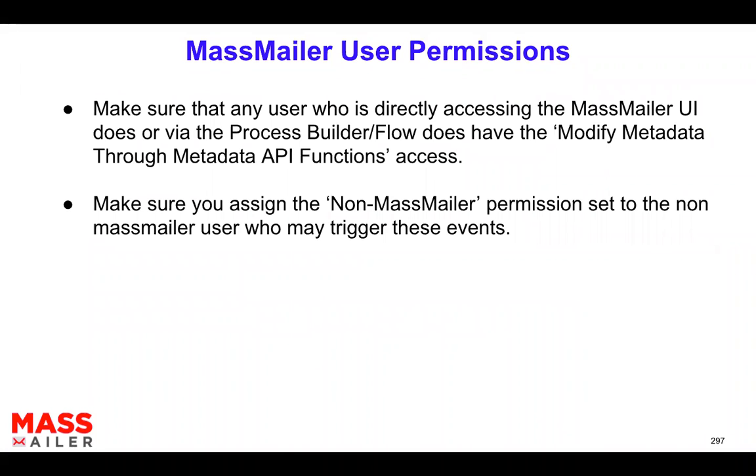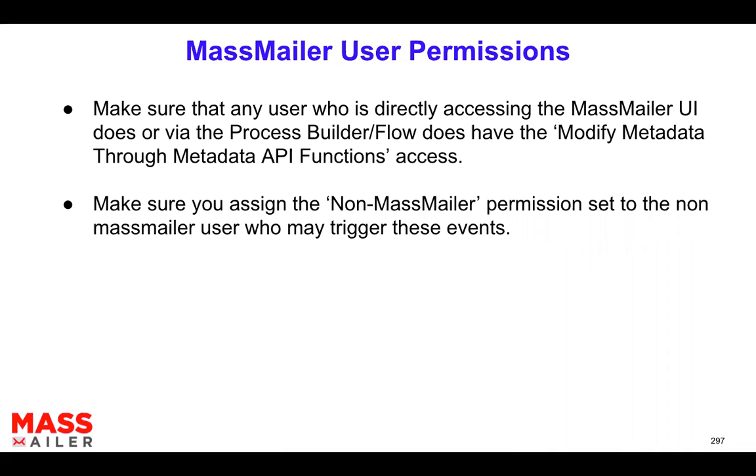And when it comes to, again, the user permissions, especially if you're trying to send out these email notifications via the process builder flow, what I noticed is that so all users do not have access to the MassMailer permission set. So that's one common mistake that I've noticed. So if you want to get the process builder flow working, you always need to give the MassMailer user permission set to the non-MassMailer users.